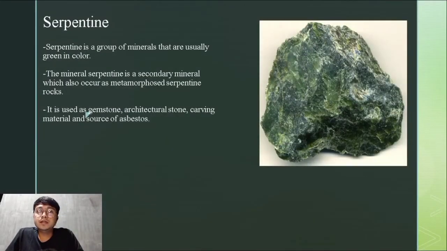Serpentine. Serpentine is a group of minerals that are usually green in color. The mineral serpentine is a secondary mineral which also occurs in metamorphosed serpentine rocks. It is used as a gemstone, architectural stone, carving material, and a source of asbestos.